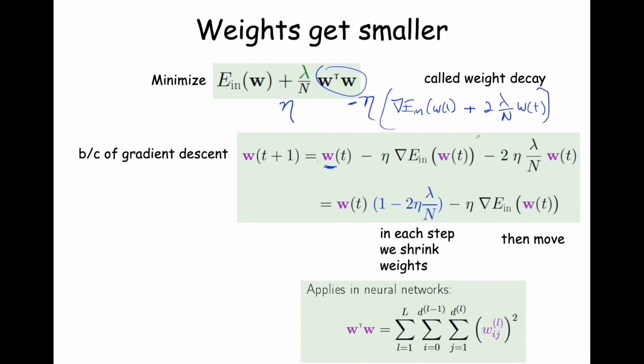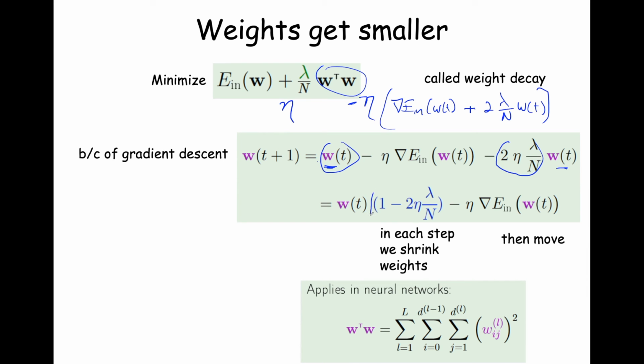Now, if we collect the terms, all those terms that have a wt, well, we have this, that's 1 minus 2 eta lambda upon n, times w at step t. So we collect those terms together, we get w at step t times 1 minus 2 eta lambda upon n, minus our step size eta times the gradient of En at wt.